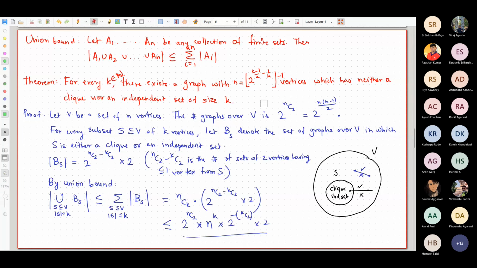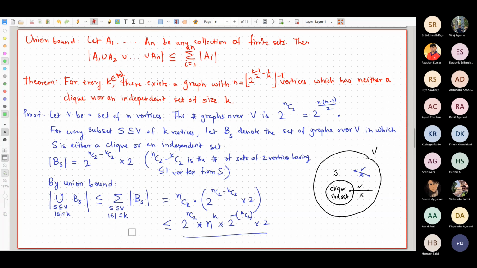Okay, how do you generate a uniformly random graph? For every unordered pair of vertices, you flip a coin and you decide whether that edge is in your graph or not. Okay, right? So I'm using probability over here. I'm defining some kind of a probability space on the set of graphs over the vertex set V.